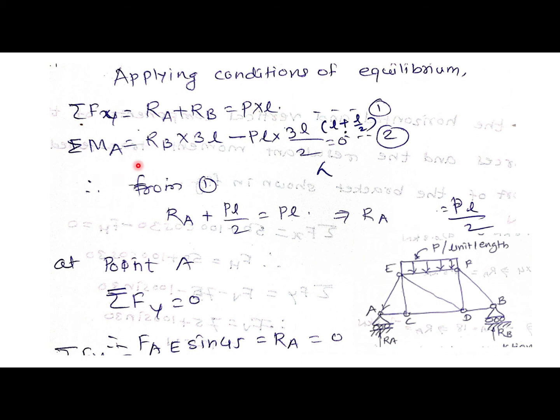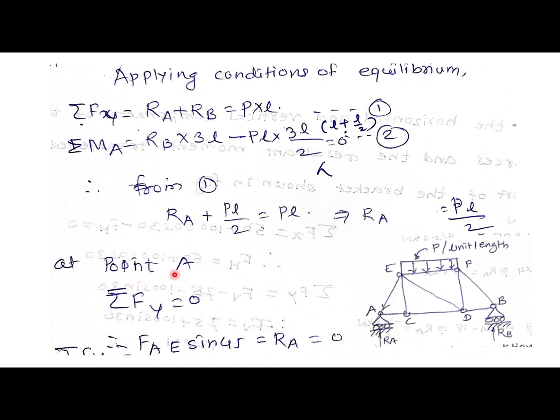Similarly, writing down the bending moment equation at point A, we get the reaction at point B times the perpendicular distance 3L, minus the forcing member, this UDL, and its perpendicular distance 3L by 2, that is L plus L by 2, and when we solve it, we get 3L by 2. By solving it, we get the value of Ra in terms of P and L, that is PL by 2.